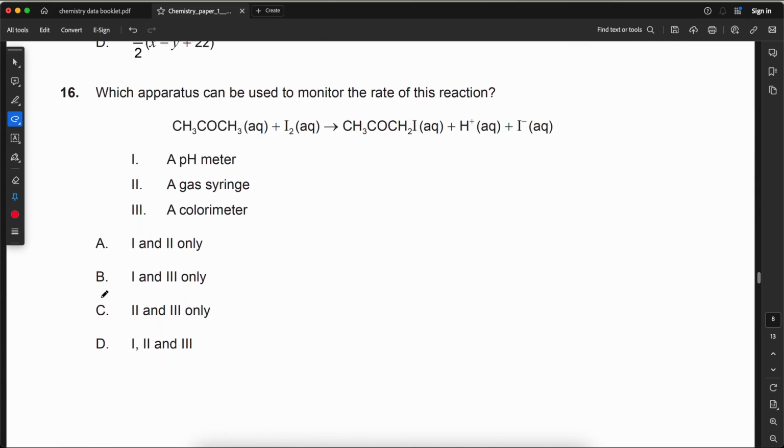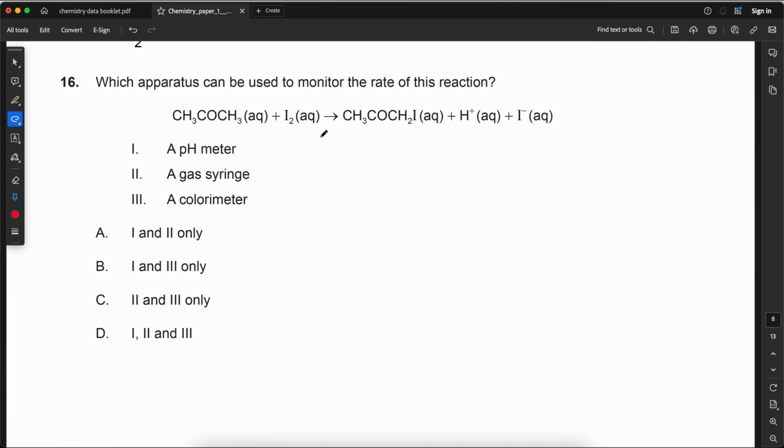Which apparatus can be used to monitor the rate of this reaction? I2 has a color. Okay, it's a brown color. So we can use colorimeter to investigate the change in color. And there is H plus, so we can use pH meter. And for the gas syringe, there is no gas molecule involved here, so it's only 1 and 3.